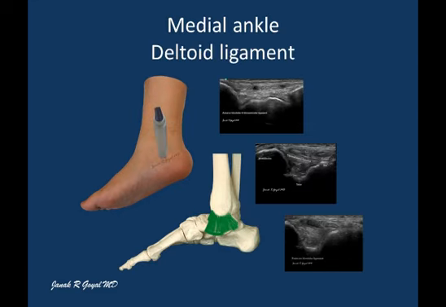Let's now examine the deltoid ligament at the medial aspect of the ankle. There are four different components of the deltoid ligament. The anterior and posterior tibio-talar components, tibio-navicular component, and the tibio-calcaneal component.